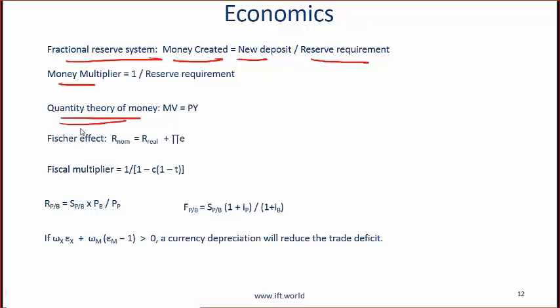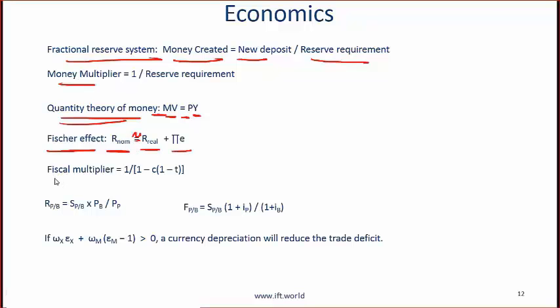You need to know the quantity theory of money. That is M into V. V is velocity. M is the money supply. And P is the price level. And what is Y? It is the output or the income. Fisher effect is that the nominal rate is equal to the real rate plus expected inflation. This is actually an approximately equal to, and this keeps showing up.